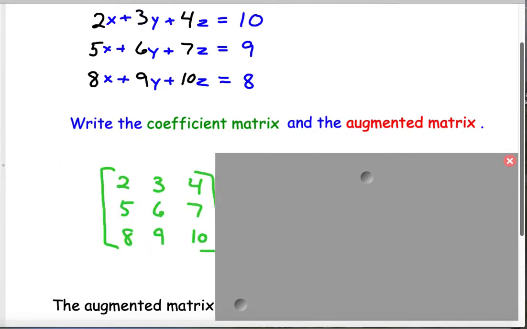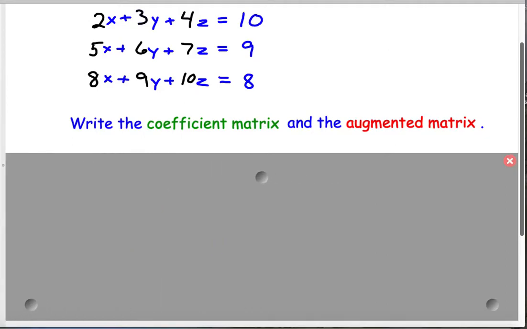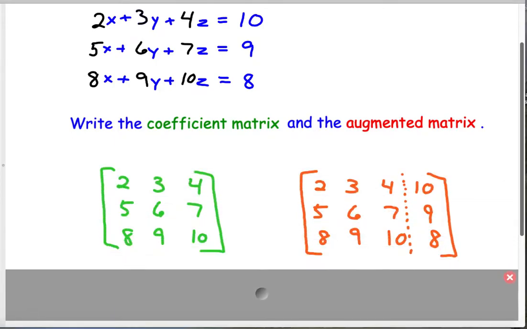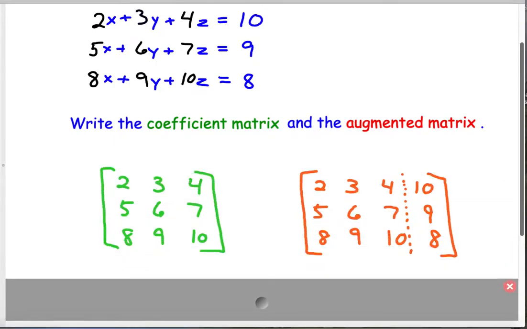So that's the coefficient matrix: 2, 3, 4, 5, 6, 7, 8, 9, 10. And then the augmented matrix, that's the matrix that has the coefficients, and the last column is going to be the constants that are after the equal sign. So notice we're adding one more column for the augmented matrix.